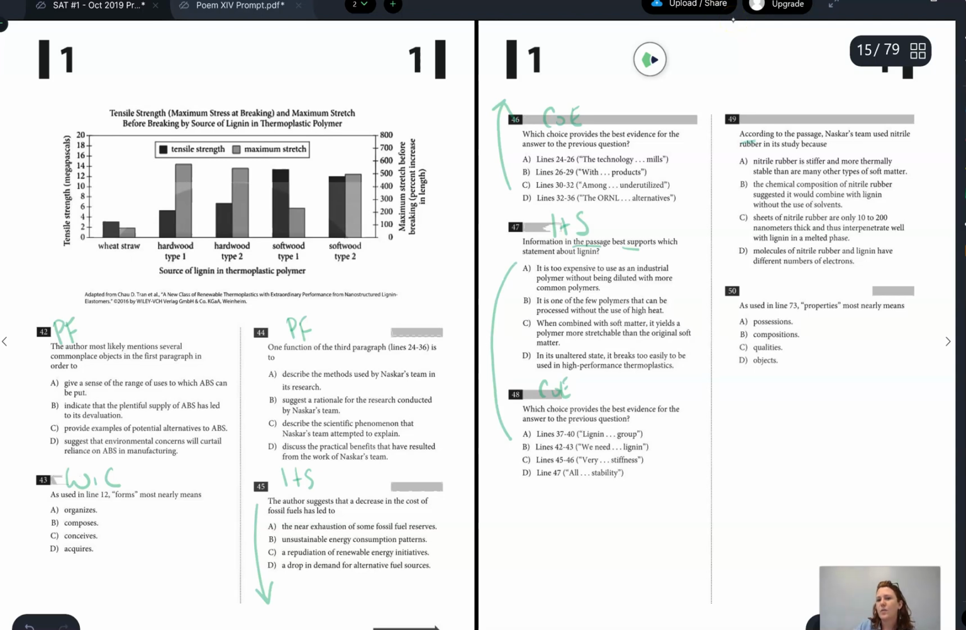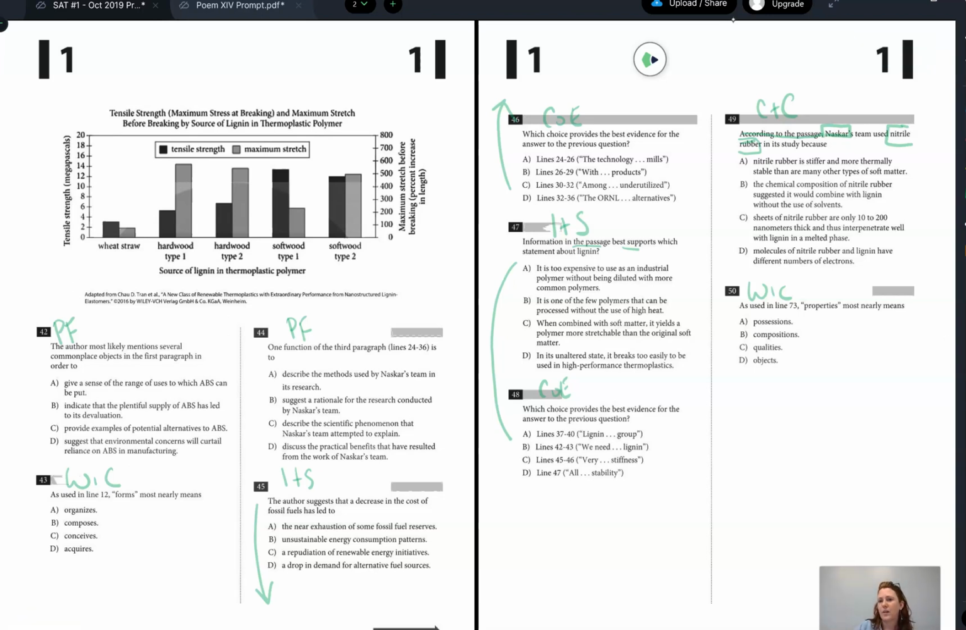49, according to, ACC is always AC&C. This doesn't have a COE follow-up. It has a word in context, so we need to figure out what this one is asking about. According to the passage, his team used nitrile rubber. So according to the passage is just a question word. NASCAR, he may be important if he's not the scientist over the whole piece. Sometimes he is. So his team, we need to find that word or phrase that really sticks out. So something about nitrile rubber, and we want to know why it was used. So why use nitrile rubber?